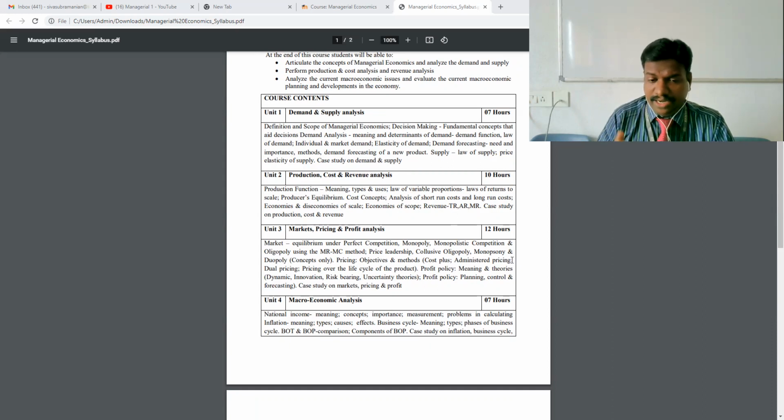Based on this macroeconomic analysis, we'll not only study micro-level companies, micro-level demand, I mean individual demand, individual pricing, and individual markets, we'll also get a fair idea about the macroeconomic perspective across the nation. So that will be a properly structured course, which will give you an excellent idea about the overall economics concepts, which will be helpful for management decision making.